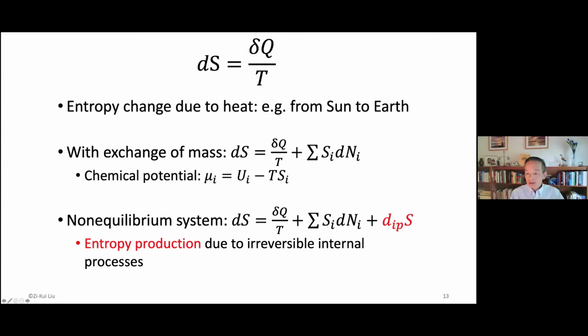Then something happens on the Earth, right? That produces entropy. So you put it together, that's the total entropy change of the Earth or any system. You have heat change, you have mass change, you have the entropy reduction.